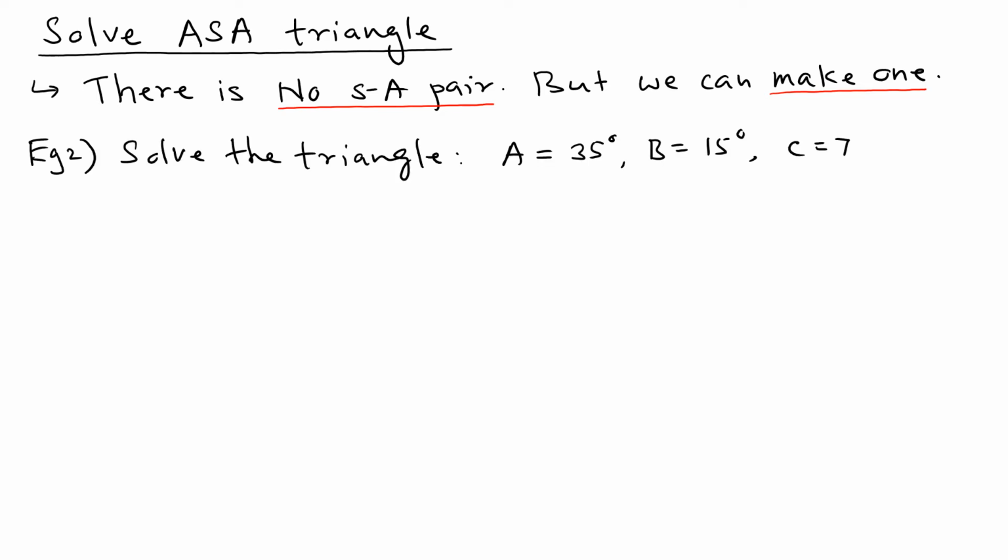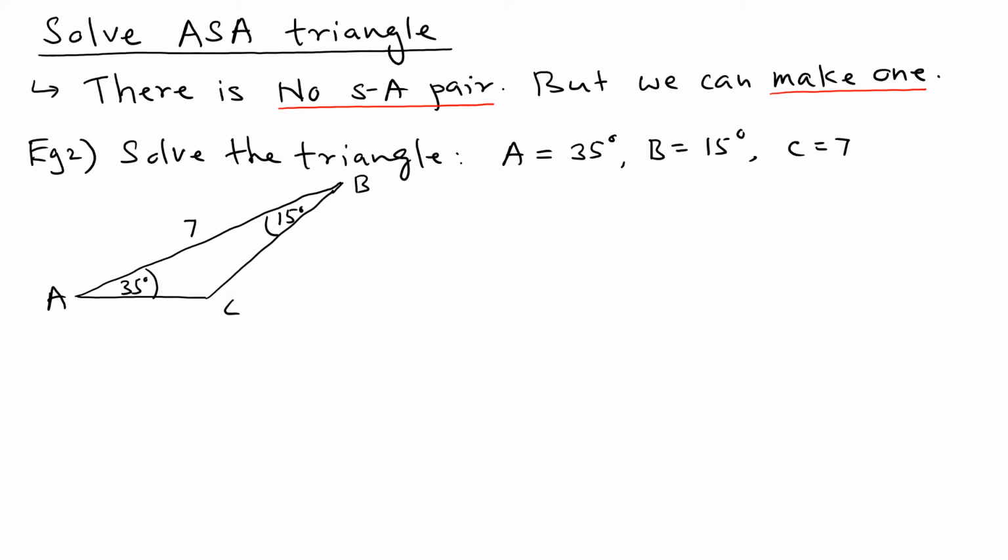We have to solve the triangle with A equals 35, B equals 15, and c equals 7. So let's draw the corresponding situation and put in the information that we have. I'm going to call the vertices A, B and C. We have angle 35 here, and also 15 there, and then we have side c, so c equals 7.